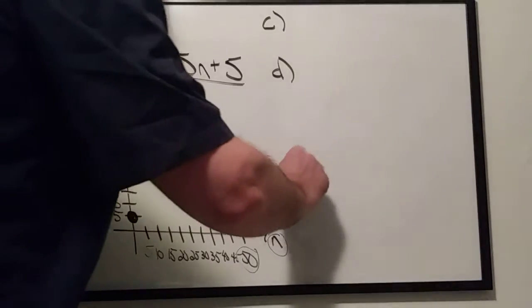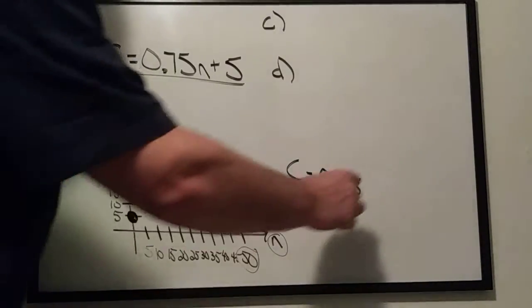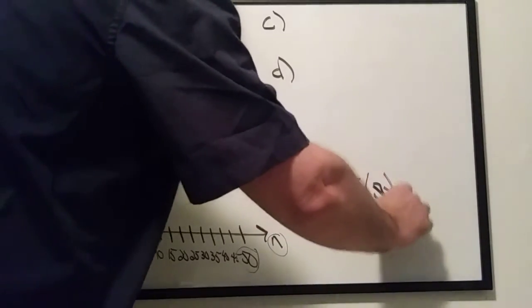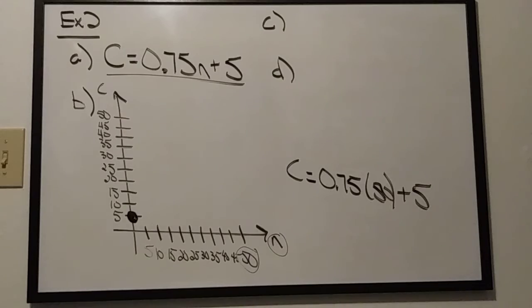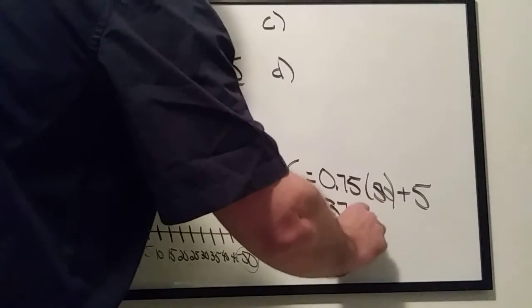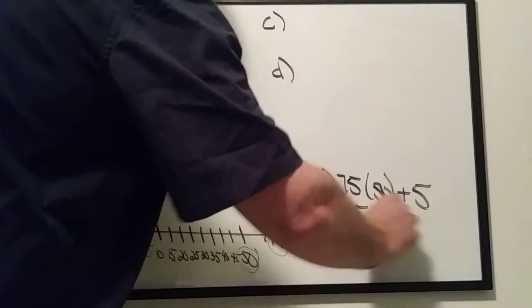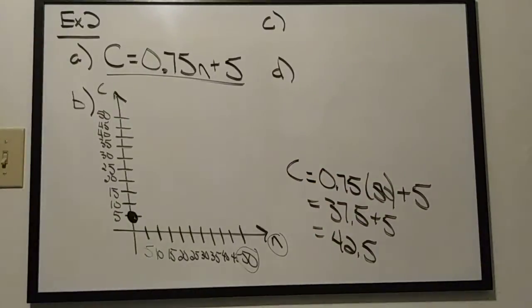So let's plug in an n value of 50 into our equation. We're going to have C is equal to 0.75 times this n value of 50 plus 5. 0.75 times 50 is going to be 37.5. And if I add 5 to that, I'm up to 42.5. Now, there are two different ways that I'm going to play with this 42.5. In a moment, one way that I'm going to work with it is to think about it as a point.